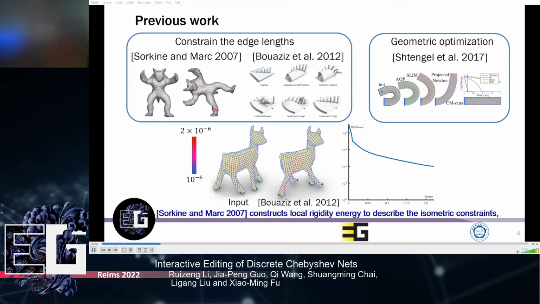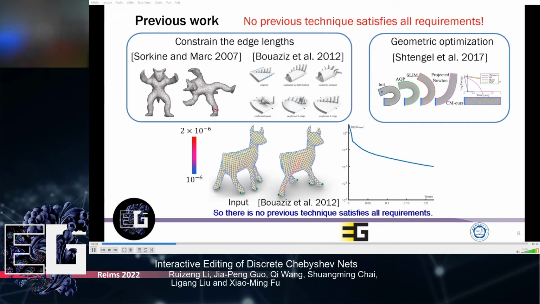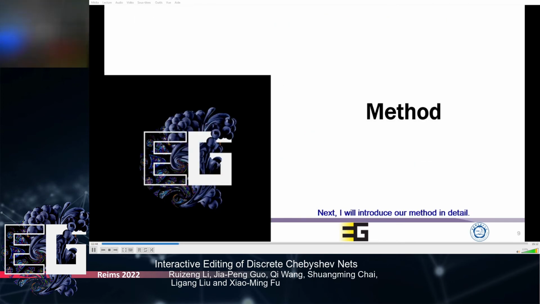Let's review previous methods at first. Solomon and Mark construct local rigidity energy to describe the isometric constraints, but that's different from edge length constraints. Bouaziz et al. use local-global solvers to solve shape constraints, but it cannot constrain the maximum edge length deviation to be very small, as we show in the bottom figure. As for geometry optimization, Tang et al. adopt the framework to deal with the minimization of composite objectives, but it doesn't solve the edge length constraints. So there is no previous technique that satisfies all requirements.